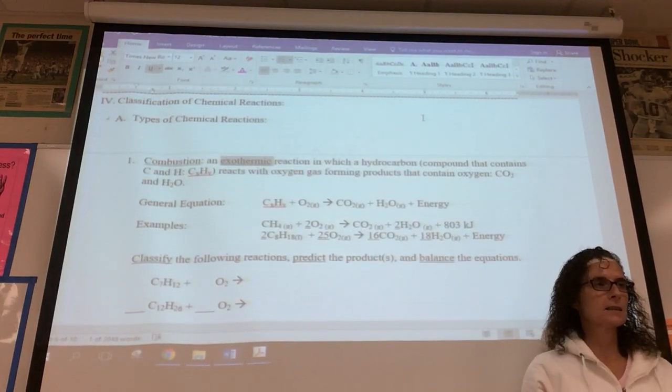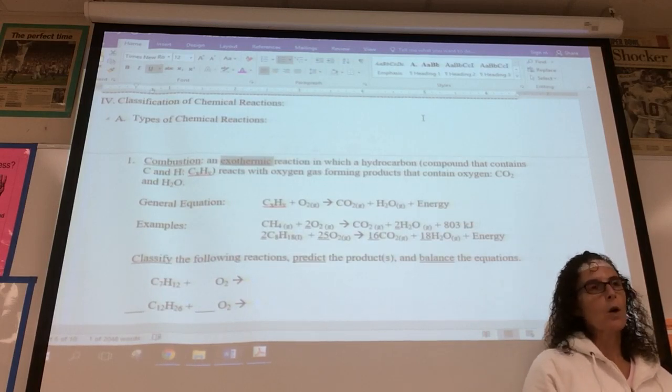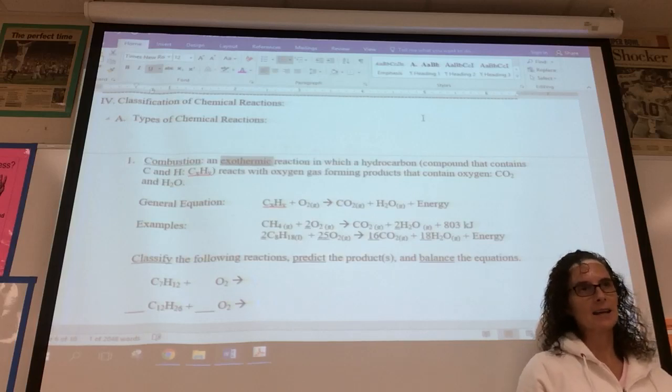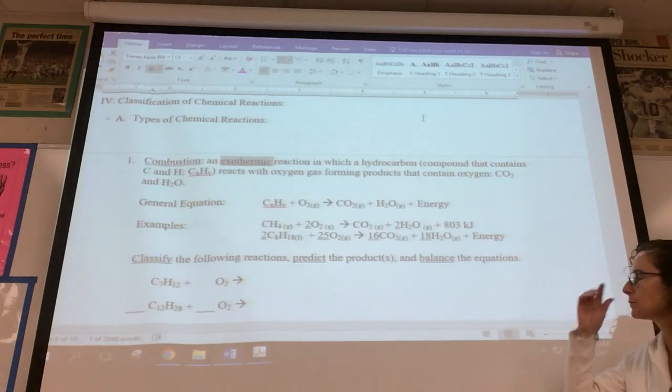And this is one of the reasons why you don't smoke or leave your engine running when you pump gasoline, highly exothermic, and you don't want any type of explosion.